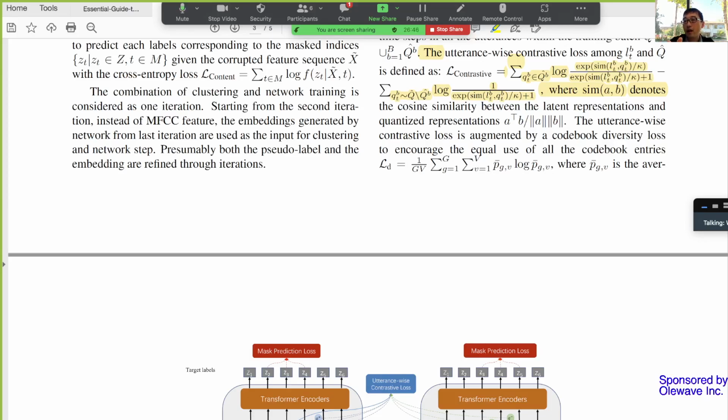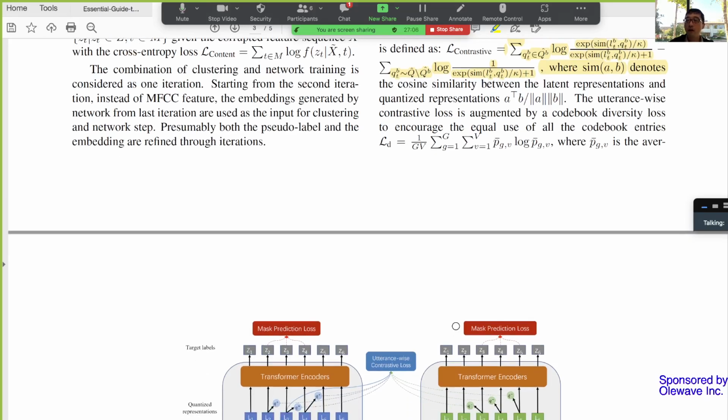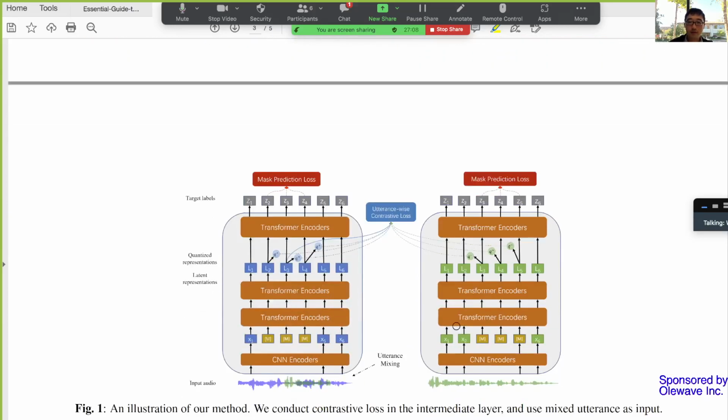But the thing is, they haven't developed the representation on an utterance level. They're still doing this on a frame level. So this looks a little bit odd, but I think their experimental results show that this works. Questions?